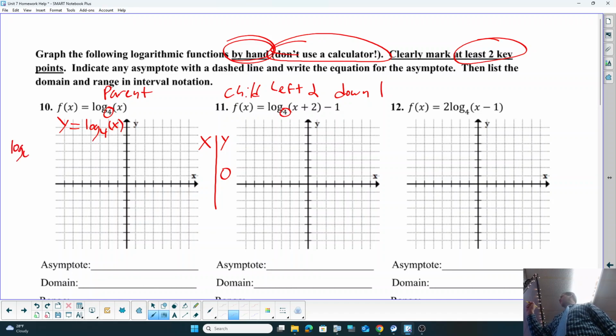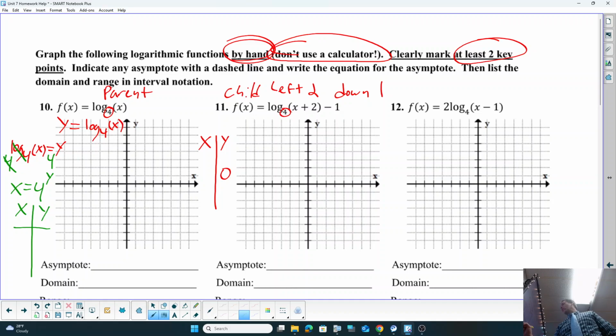So log base 4 of x equals y, and I want to solve for x. How do I solve for x? I go ahead and raise base 4 to both sides, and that gets rid of the log. Now we have x equals 4 to the y power. That's still an exponential, but it's the inverse, and we're trying to graph it right now. So let's go ahead and graph that.